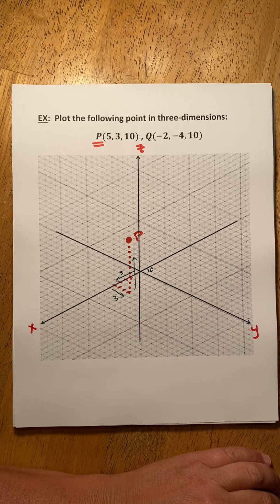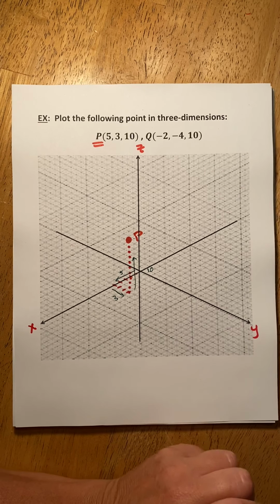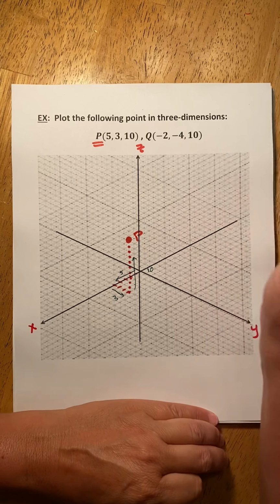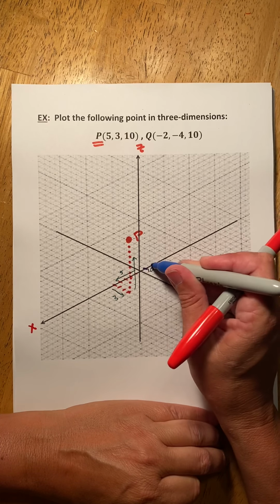So just be careful if you have negative numbers in there. This is going to say we're going to start at the origin, but we're going to go -2 units on the x-axis. So we're going to go back 2.